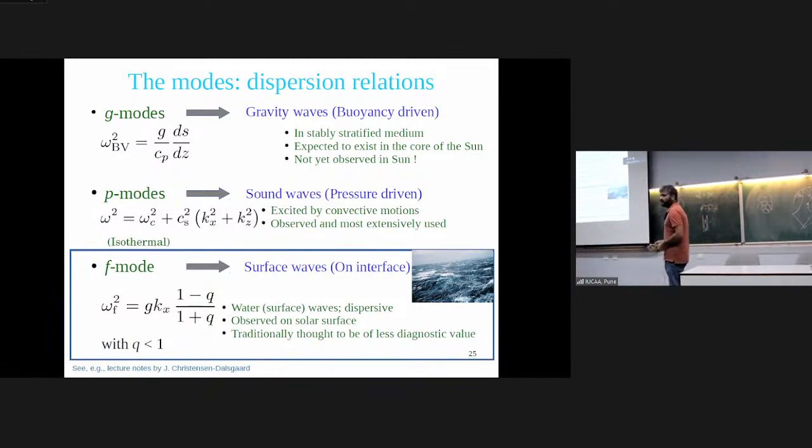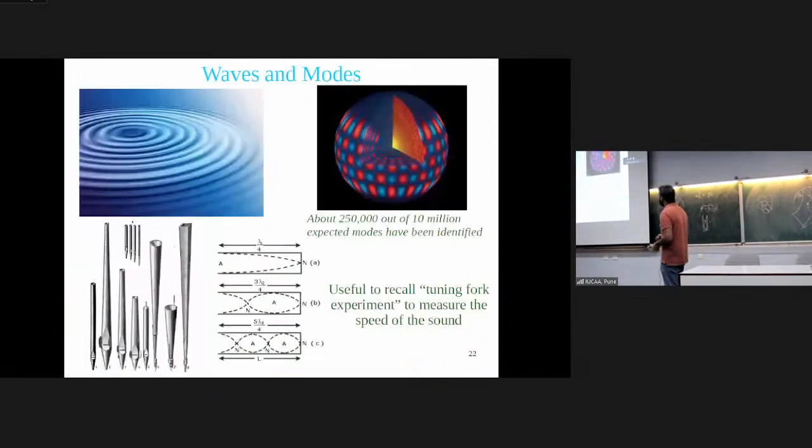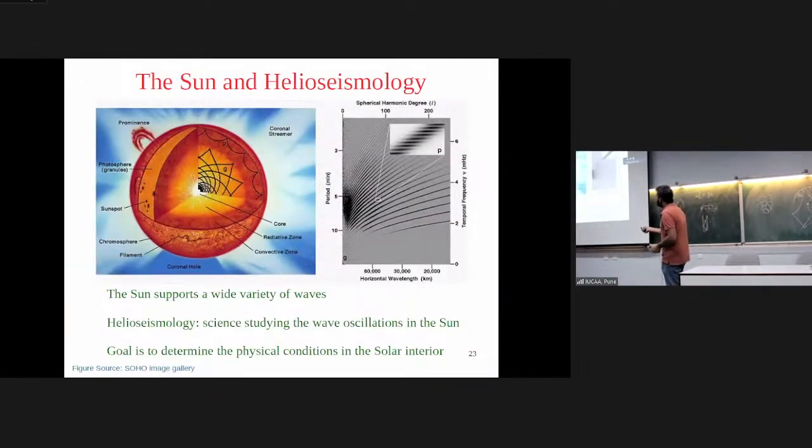G-mode, on the other hand, exists only in a stably stratified medium. So it is trapped in the radiative core and is evanescent in the outer layer, and has so far never been observed on the surface of the sun. But one is actively searching for G-modes. That's a very active area of research. If somehow one detects a G-mode from the sun, one will be able to better constrain the very core of the sun. There is a large error bar today that can all be rectified if these G-modes could be observed.